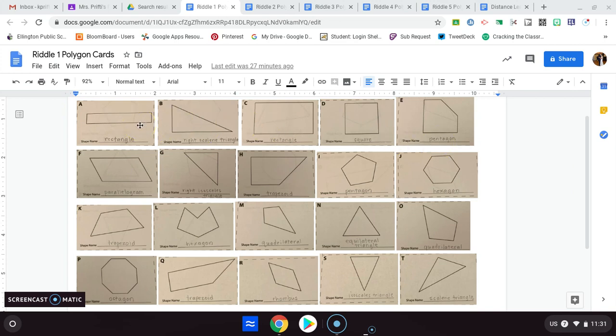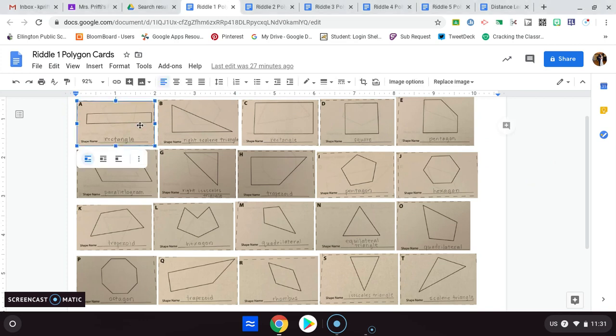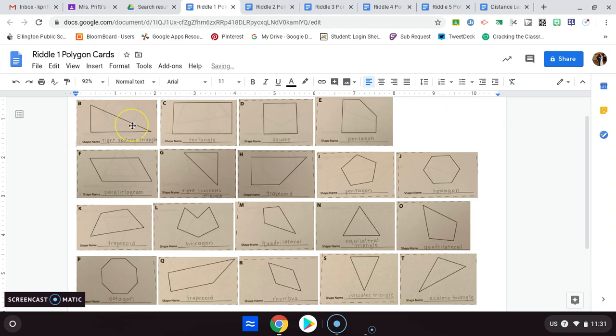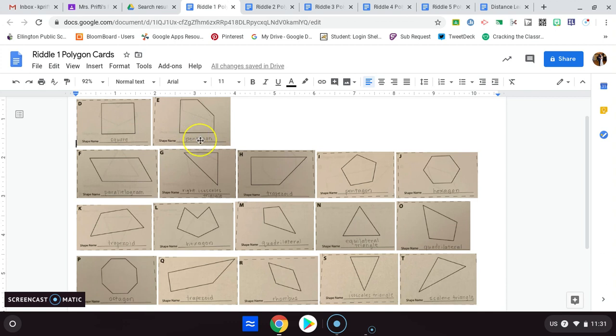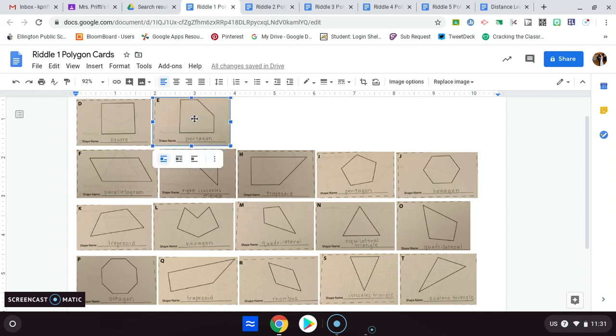So I'm looking for shapes that do have all the same sides. Well, rectangles don't. They have opposite sides that are equal. Well, right scalene triangle. Scalene means they're all different. So right there, we know that's not going to work. Another rectangle. Nope. Squares are all equal, so that one can stay. Pentagon, 5-sided pentagon. This one doesn't have all equal sides. It's an irregular pentagon. Delete.